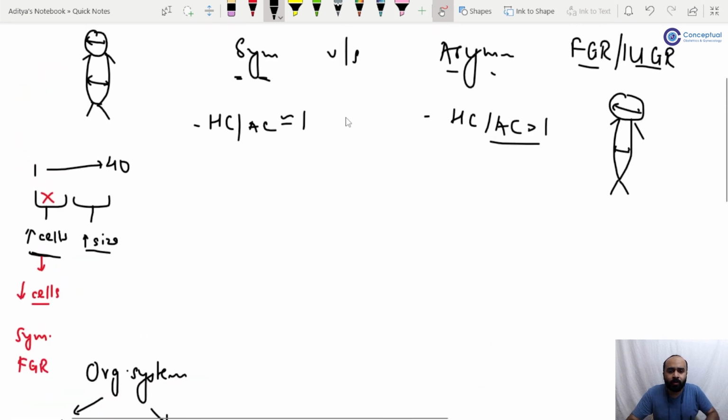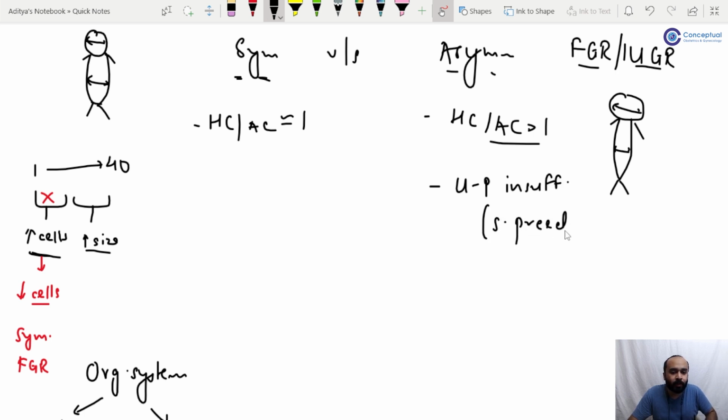So over here, what are the causes now? Now that we have studied asymmetrical fetal growth restriction, the cause is uteroplacental insufficiency, and a long-standing one. Why? Mostly in patients with severe preeclampsia or even just eclampsia. So this is what happens.